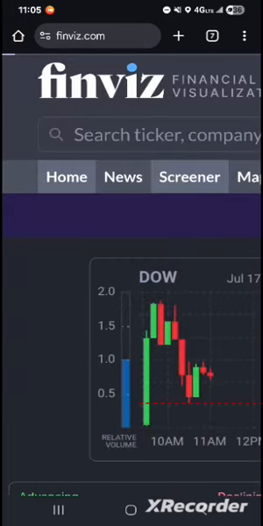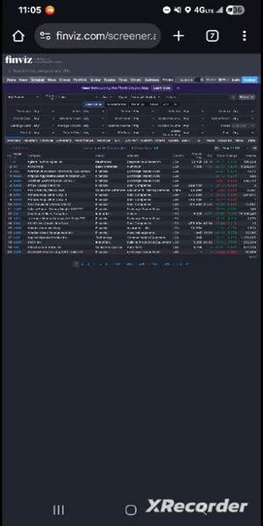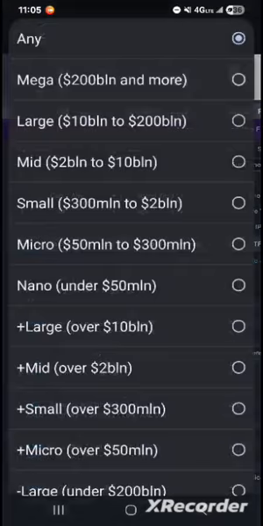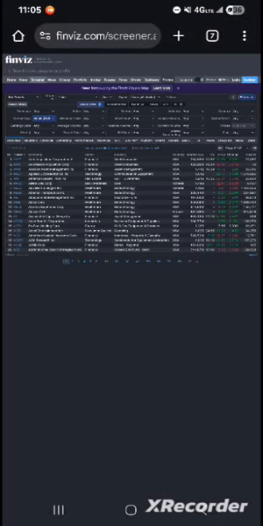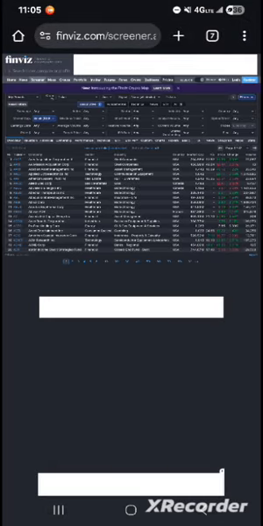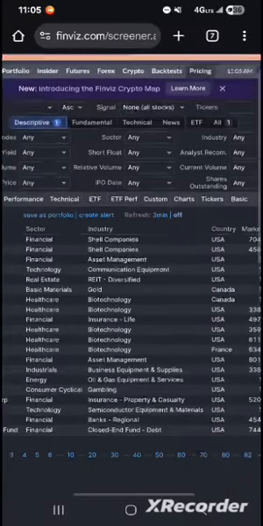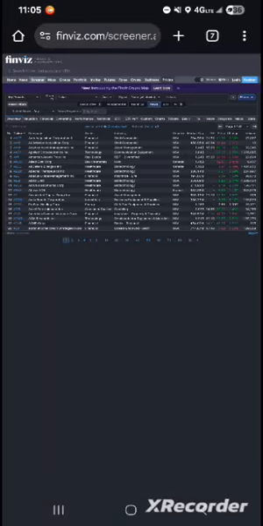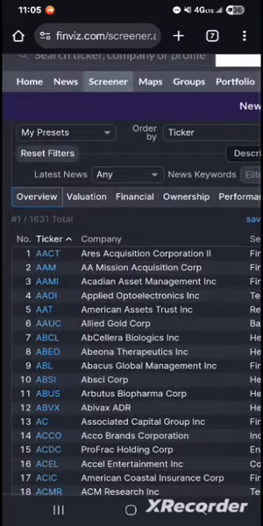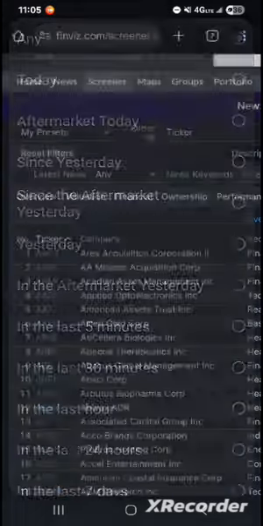So you want to go to Screener. Want to wait for this to load out. Want to go to Market Cap. It's small. You want to scroll over here. Go to News. Want to go to Latest News. Hit Today.